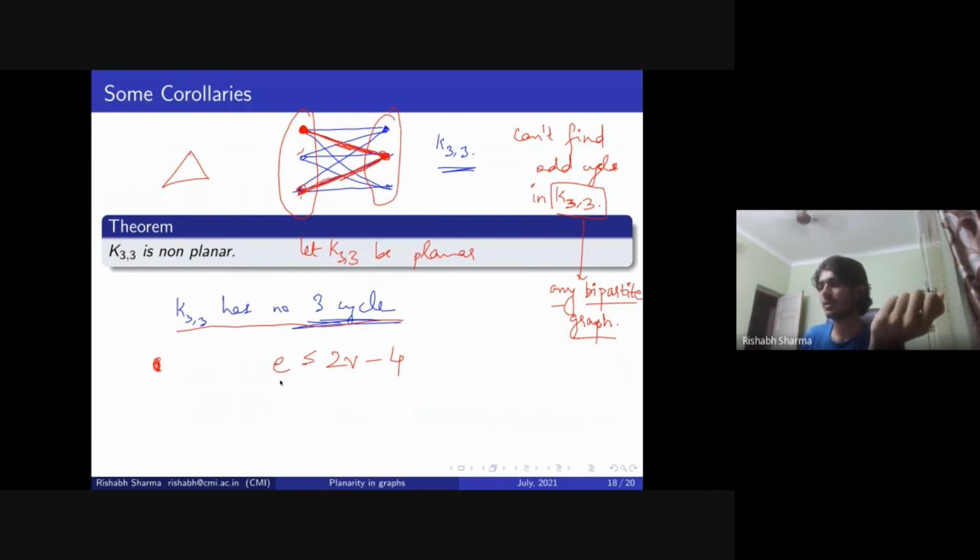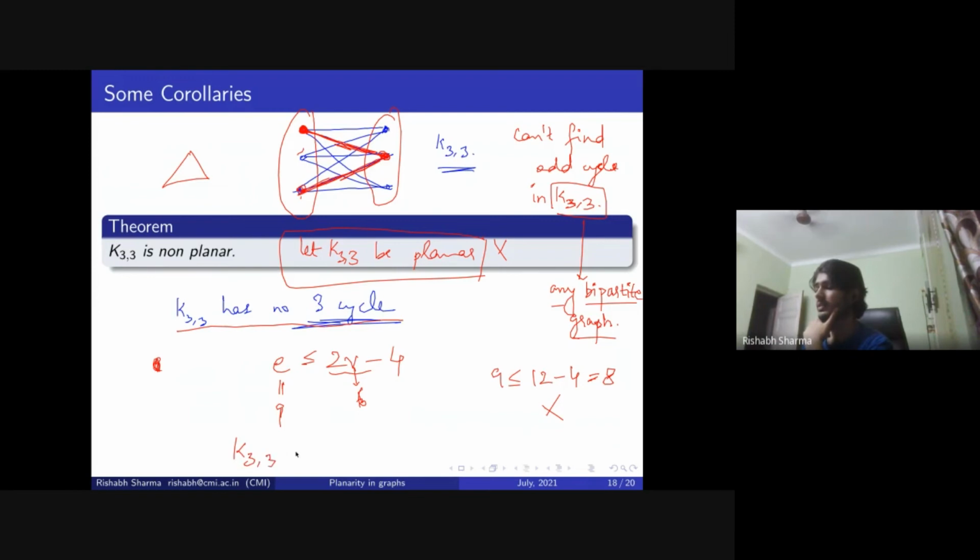Now, what is the number of edges in K33? It's just 9, because everything on the right is connected to everything on the left. So 3 times 3, that is 9. And the number of vertices is 6. So this means that 9 has to be less than or equal to 12 minus 4, which is 8. Again, this is absurd. So this assumption was wrong. K33 is non-planar. Sorry for that.